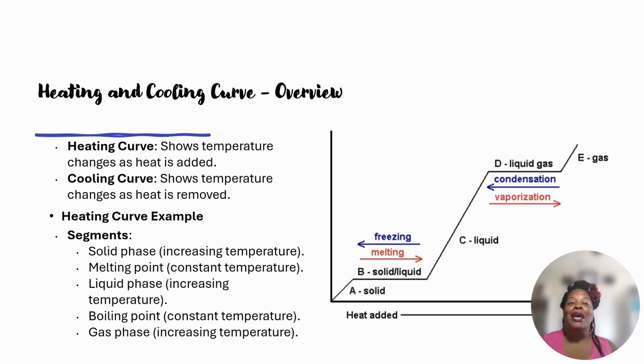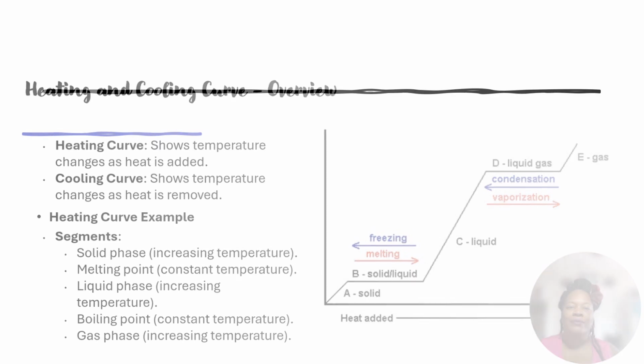A heating curve shows the temperature change as heat is added. When you get to the cooling curve, it's going to show temperature change as heat is removed. Know the difference? A heating curve example is when you have the solid phase, you're increasing the temperature. Melting point, constant temperature. Liquid phase, increasing temperature. Boiling point, constant temperature. Again, gas phase, increasing temperature.